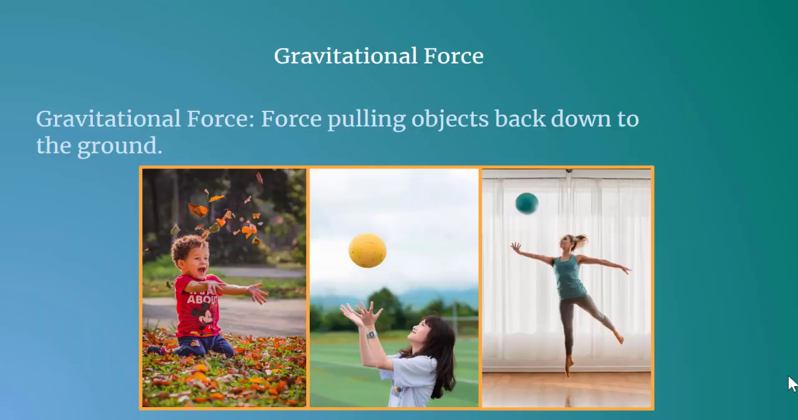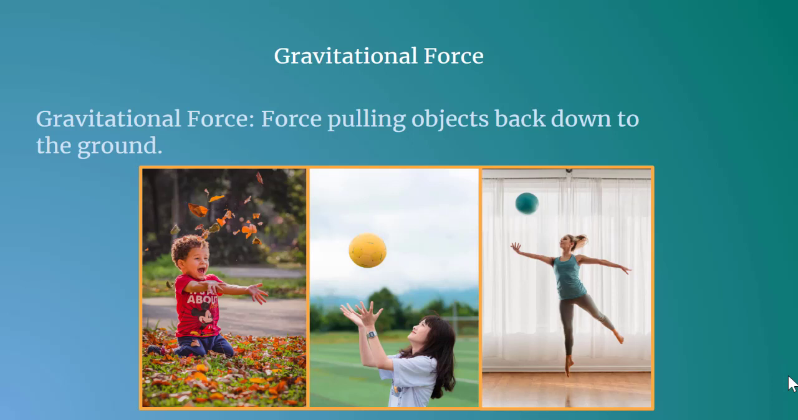Gravitational force pulls all objects back down to the ground. When we throw leaves in the air or toss a ball, the reason they end up falling back down to the ground is because of this force. Gravitational force also acts on us personally, as could be seen by the fact that when we jump, we do not keep going up into the sky. We also drop back down.